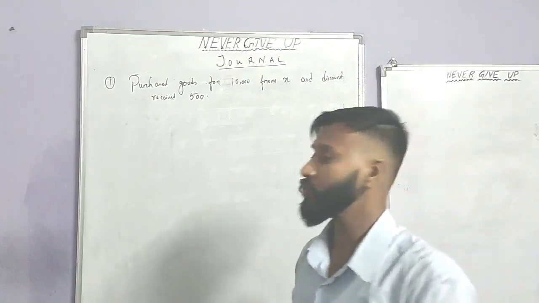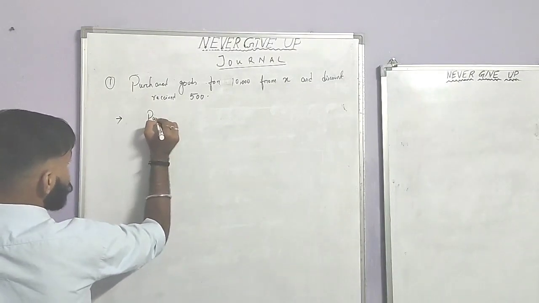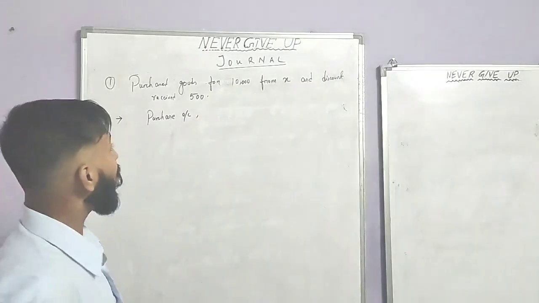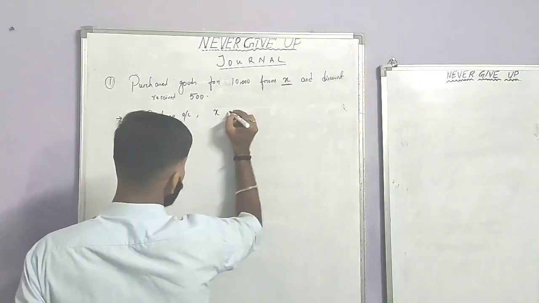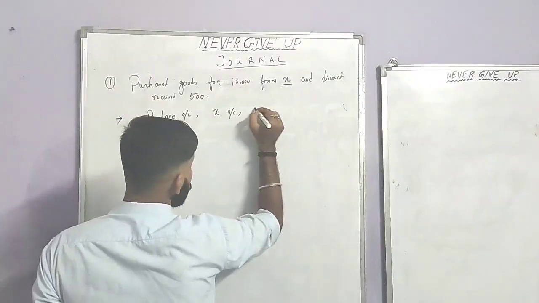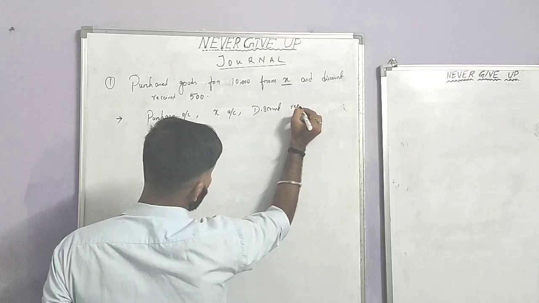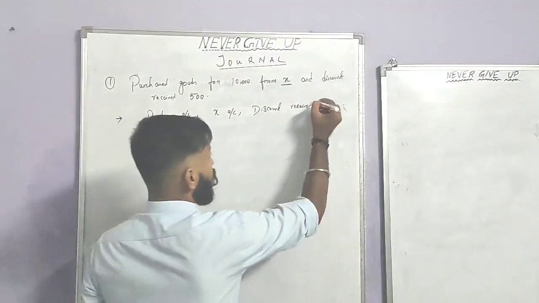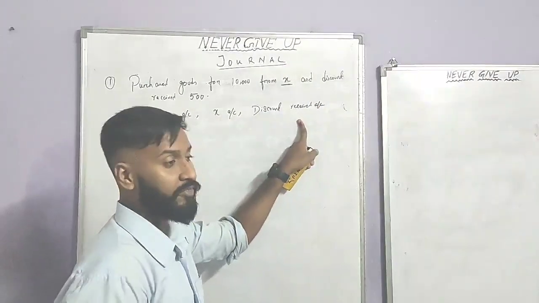How many accounts are present in this transaction? One is purchase account, because the name of the goods is not given, so it will come under purchase account. One is X account, because the name of the person is given as X. Another one is discount received. So in this transaction, there are three accounts: purchase account, X account, and discount received account.